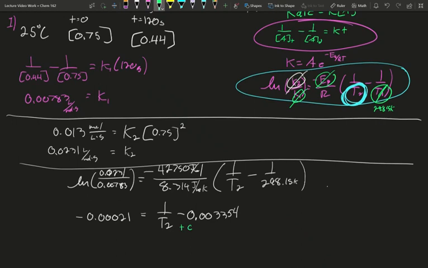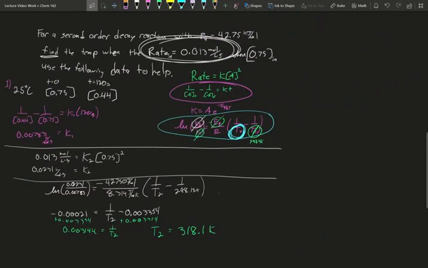I can then add that to both sides. What we'll find is 0.003144 must equal 1 over temp 2. Rearrange. Temp 2 is 1 divided by that, or 318.1 Kelvin.